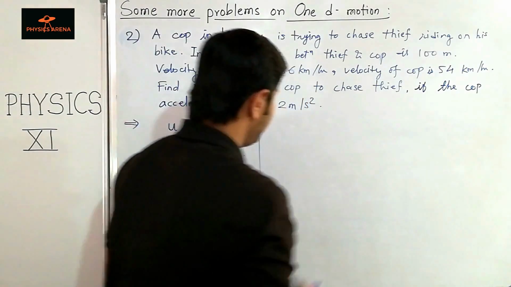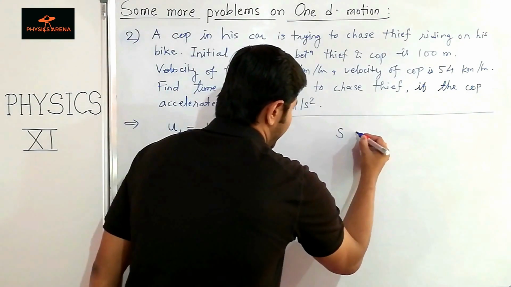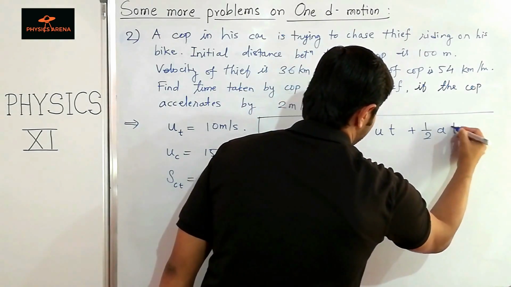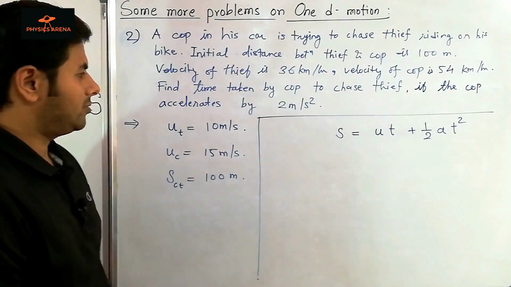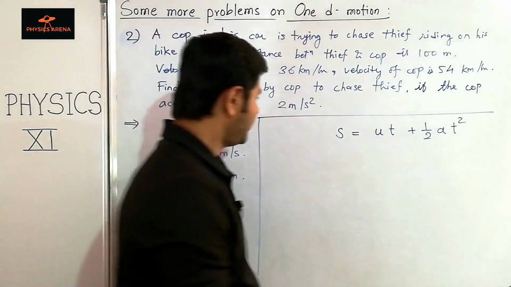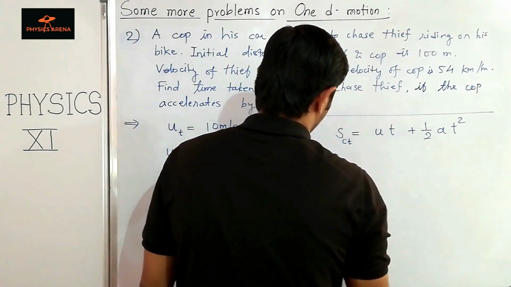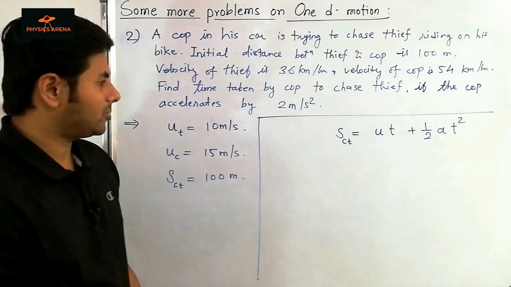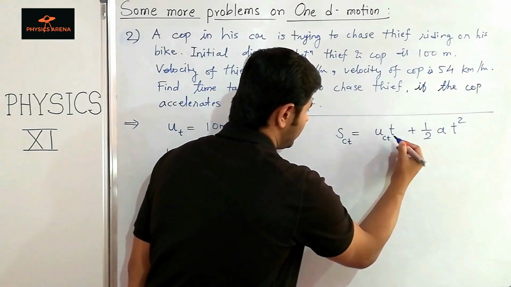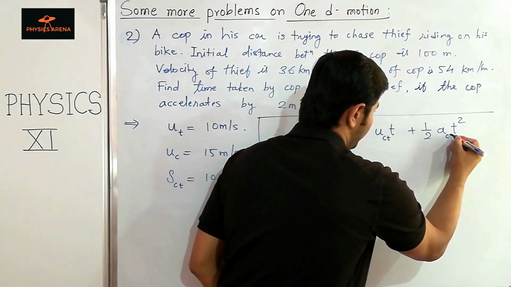So what we can do is, we can write S equals ut plus half at square, and we can make everything relative. Okay, so S of cop with respect to thief, that is displacement of cop with respect to thief, should be equal to initial velocity of cop with respect to thief times t plus half of A of cop with respect to thief times t square.